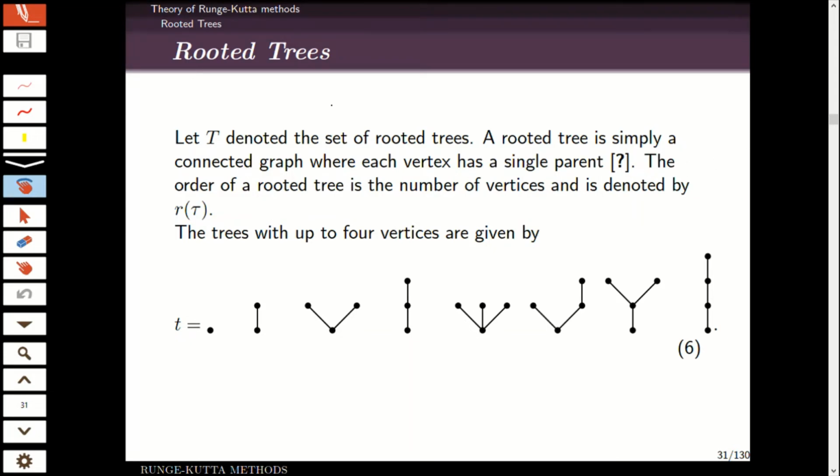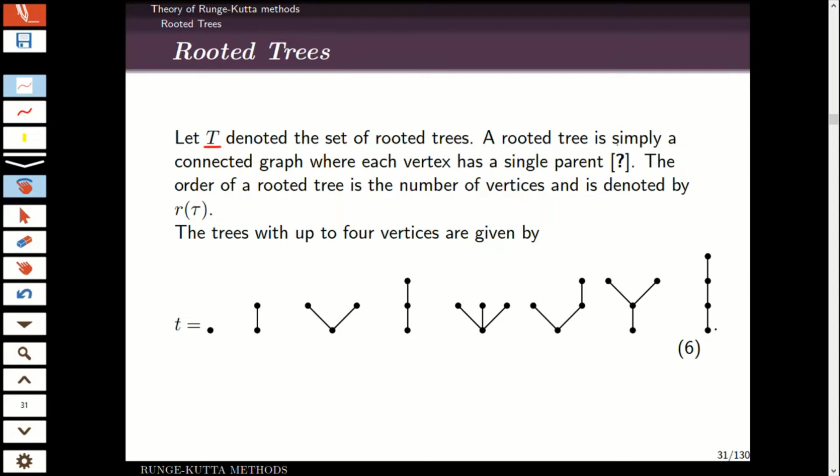Hi everyone, today we are going to look at theories of Runge-Kutta method. Okay, so we'll start with rooted trees. So what is a rooted tree? Let T, a big T here, denote the set of rooted trees.